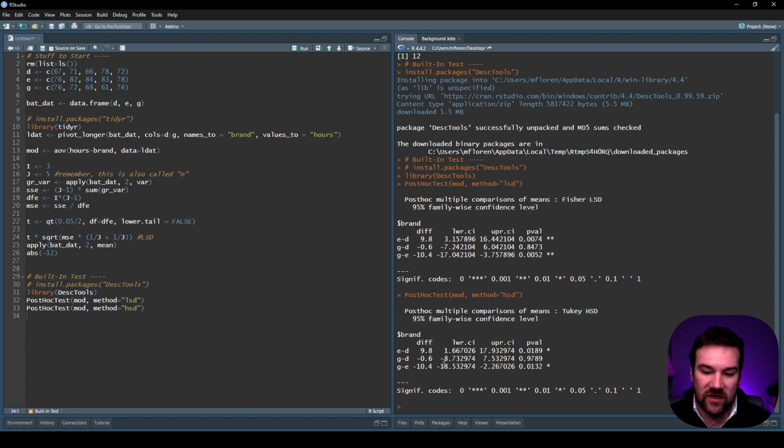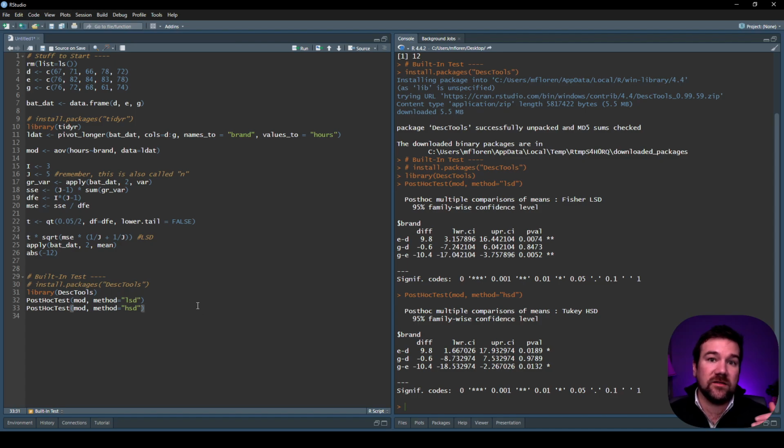My differences stay the same, but my confidence intervals and p-values change slightly. This is expected. We're using a different adjustment method. The LSD didn't adjust at all for the increased error rate. The HSD does make an accurate adjustment for pairwise comparisons in the error rate, and our p-values and confidence intervals reflect that new updated adjustment. While Fisher's LSD is a little bit liberal, Tukey's HSD is pretty accurate.